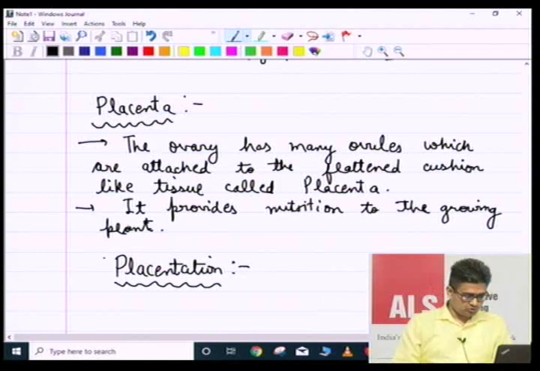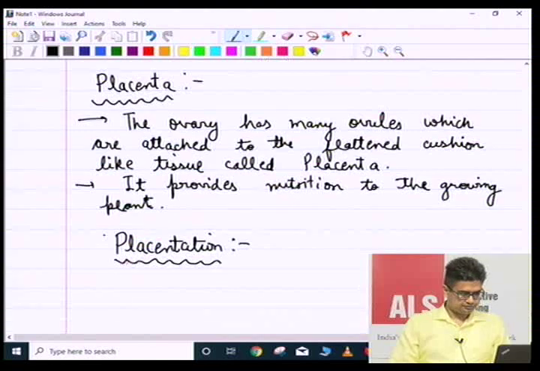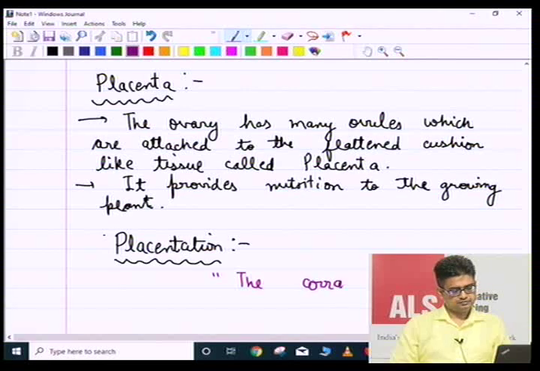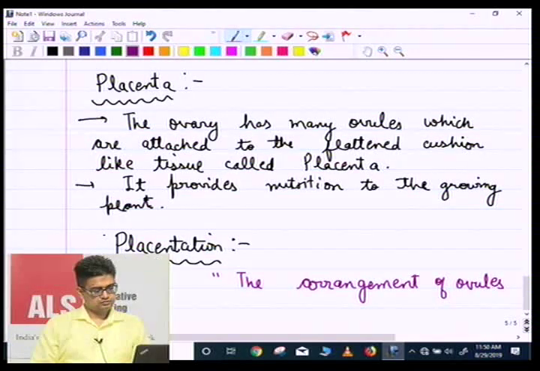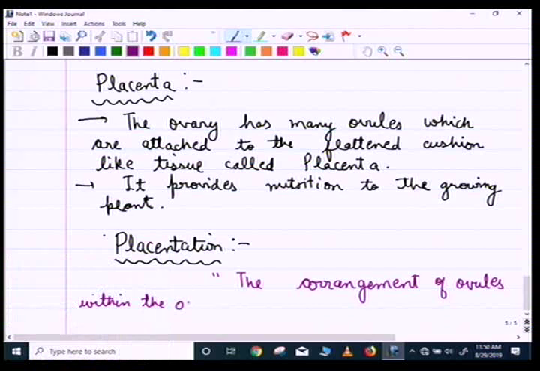The arrangement of ovules within the ovary is called placentation.